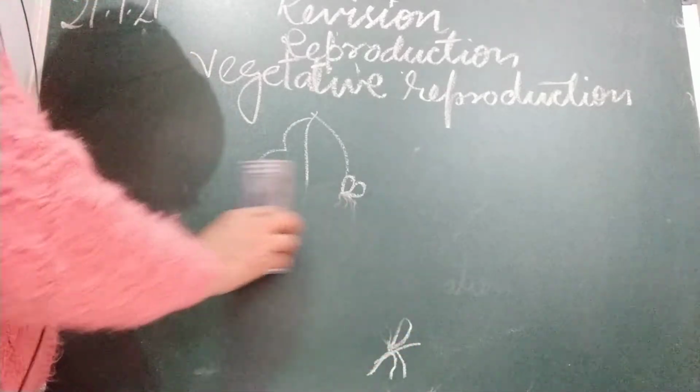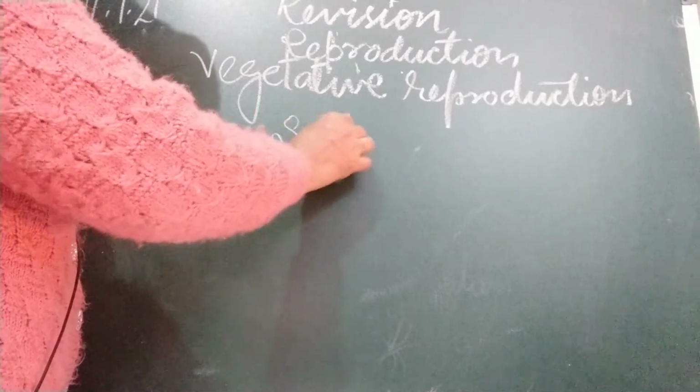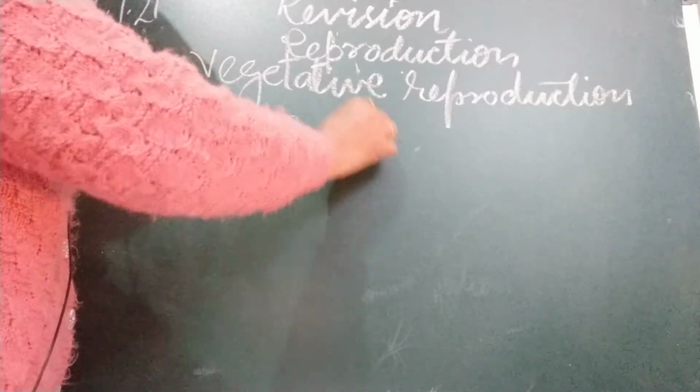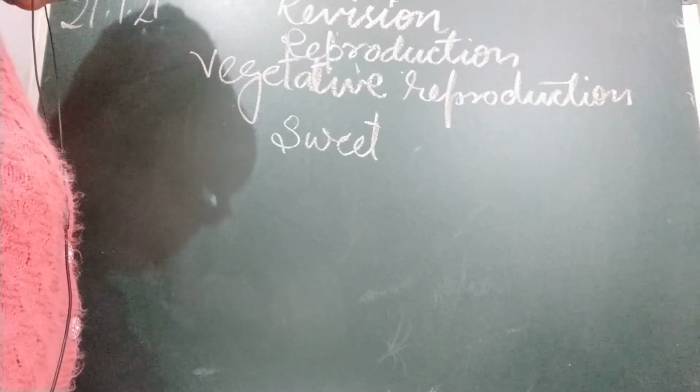Some plants like sweet potato are grown by cutting the swollen root. Sweet potato, you know, shakarkand, grows from its swollen roots cut into parts and planted in the soil. In money plant, a new plant can grow from a shoot of the parent plant. So there are many more examples.